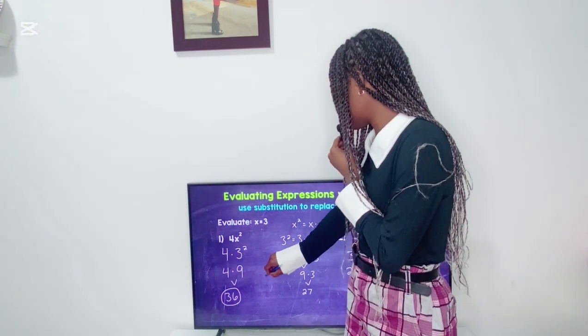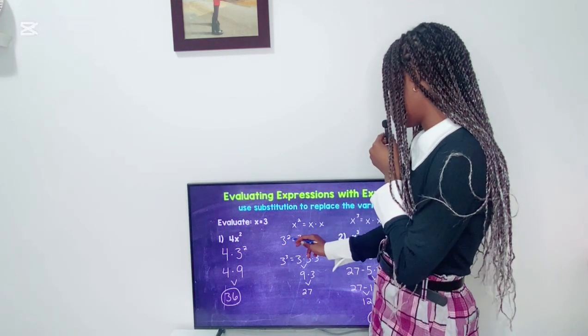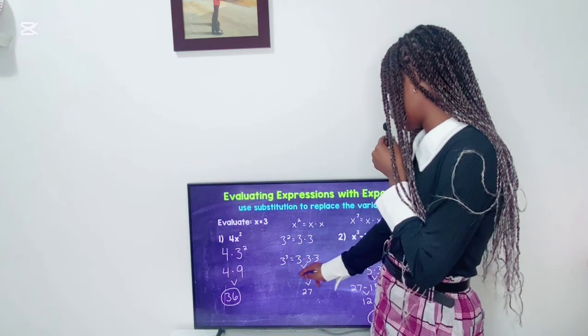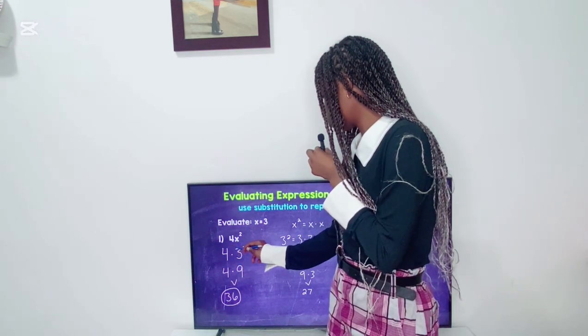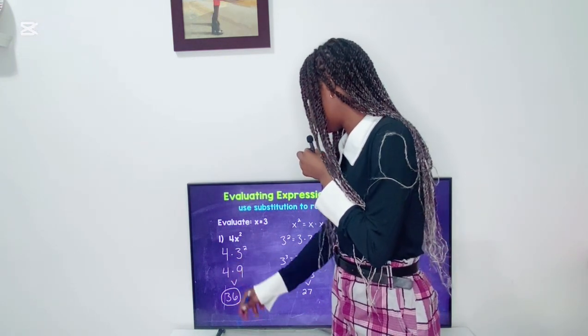So 3 times 3, I think I wrote it here anyways, yeah. 3 raised to the power of 2, so 3 times 3, that is going to give us 9. We wrote it here, 9. So yeah, 3 times 3, 9. So now we can bring down our 4.